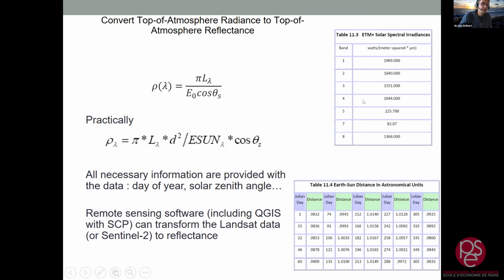This table and this table are not provided with the data, but they are provided with a manual, with a handbook of the data. This is provided, or the complementary angle is provided with the data. So it means everything is provided in the data, and as a consequence, all remote sensing software, including QGIS with the module SCP, or ENVI, or other software, can transform the Landsat data, but also the Sentinel-2 data, to a reflectance image.